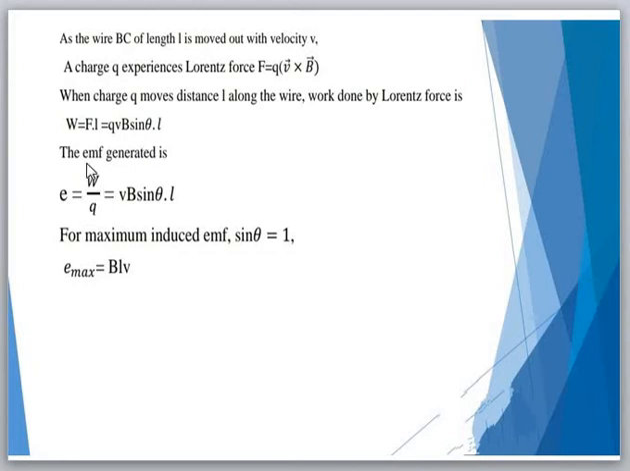Now the EMF generated is E equal to work done divided by charge. Work done is equal to QVB sin theta into L, divided by Q. Q gets cancelled. E is equal to VB sin theta into L. For maximum induced EMF, sin theta is equal to 1. Therefore E max is equal to BLV.